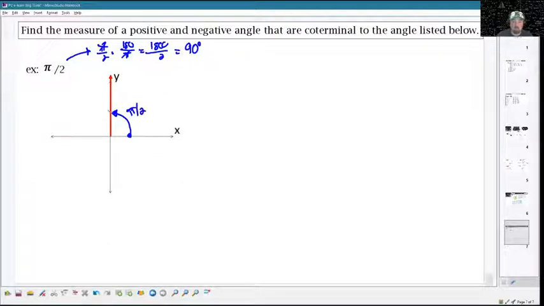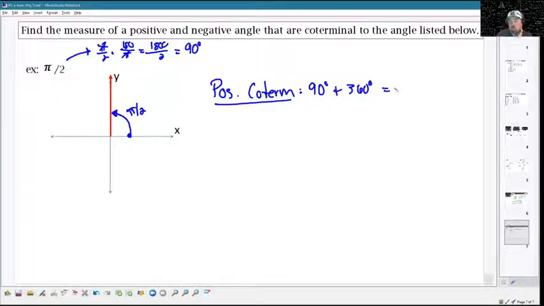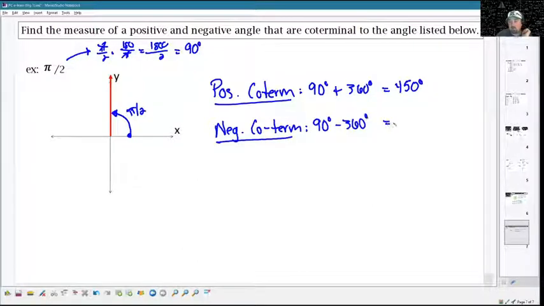We get the idea of what we want to find. We want to turn negative to get there. We want to continue an extra 360-degree rotation to go through. So our positive coterminal is going to be 90 plus 360, which is 450. Our negative coterminal is going to be 90 minus 360, which is negative 270.